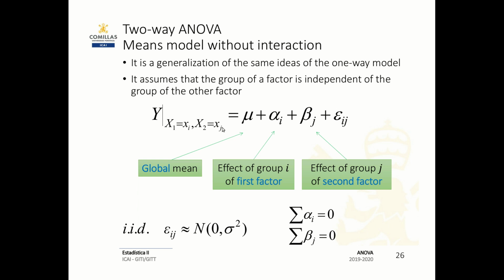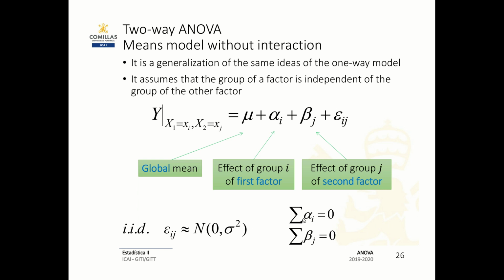will be an overall mean plus the contribution of the first factor, so x1, that is contributing with the level i, plus the contribution of the second factor x2 that is contributing with the level j, and some residuals. And as always in regression, the residuals will be assumed to be Gaussianly distributed with zero mean and fixed variance.